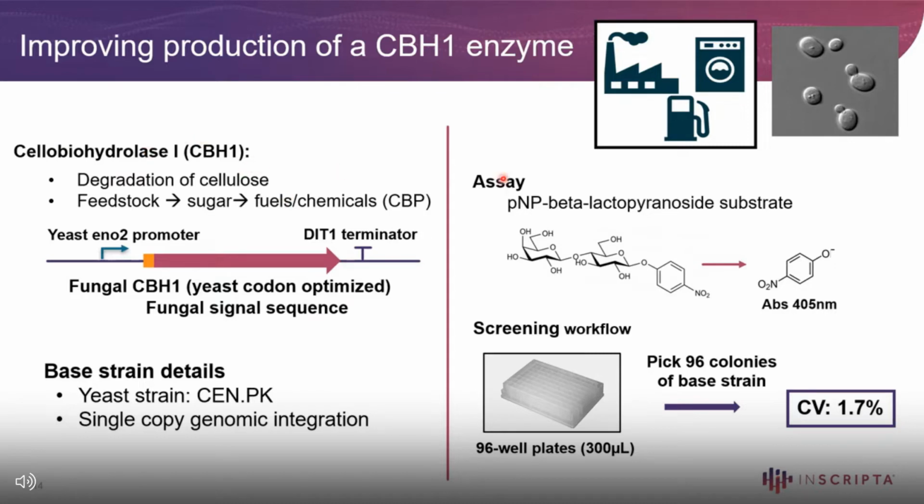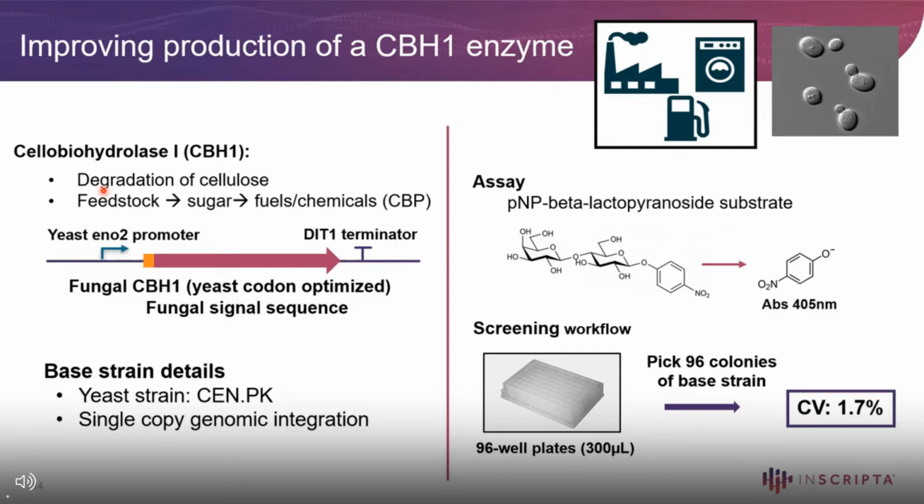CBH1 is important for a process called CBP, or consolidated bioprocessing. The CBP process has this idea that you have a strain that produces a suite of enzymes that are necessary for the degradation of some type of feedstock. So you mix this strain with this feedstock. The feedstock is often waste plant material, lignocellulosic plant material. The enzymes produced by this strain degrade that feedstock, producing sugars. The cells then take up those sugars and are able to convert them into some sort of fuel or chemical that can be used for an industrial application.